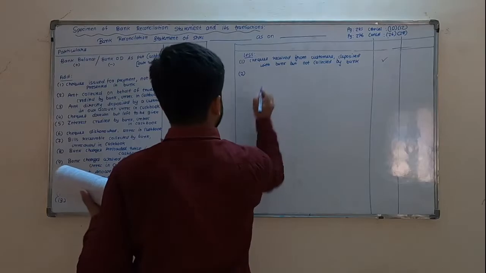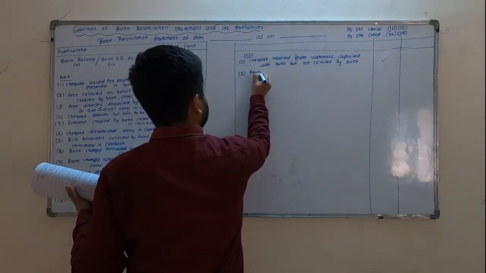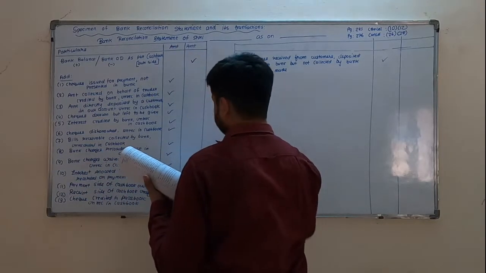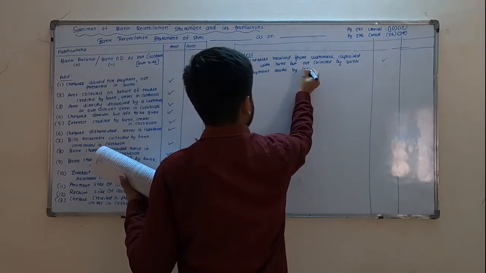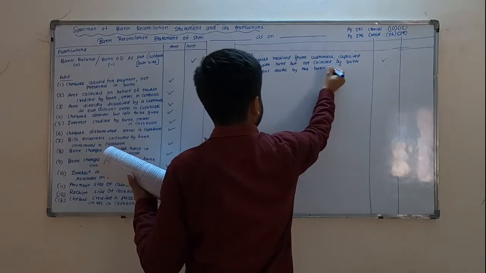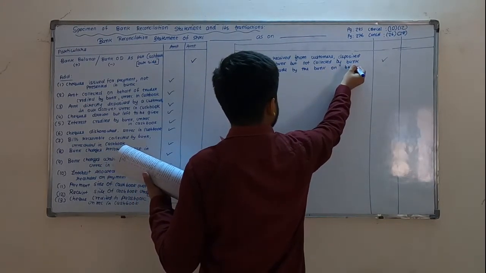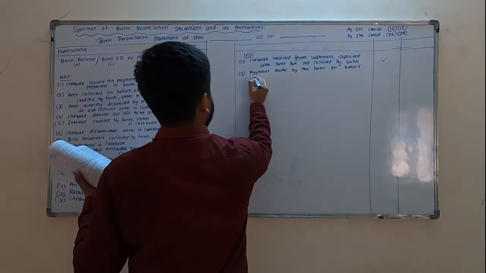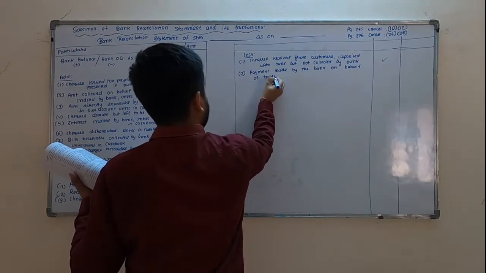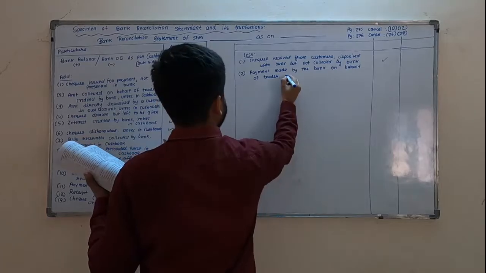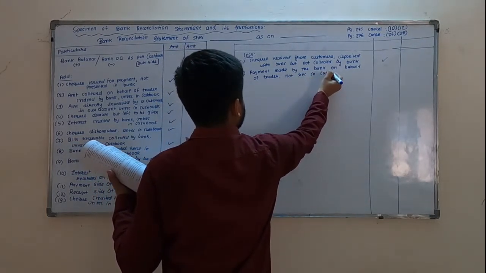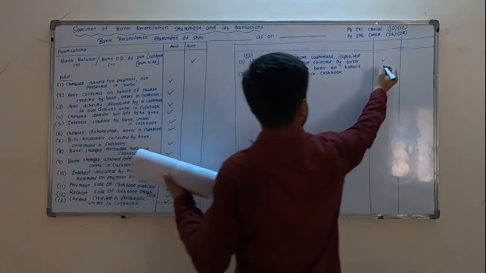So payment made by the bank on behalf of trader, comma, not recorded in cash book.